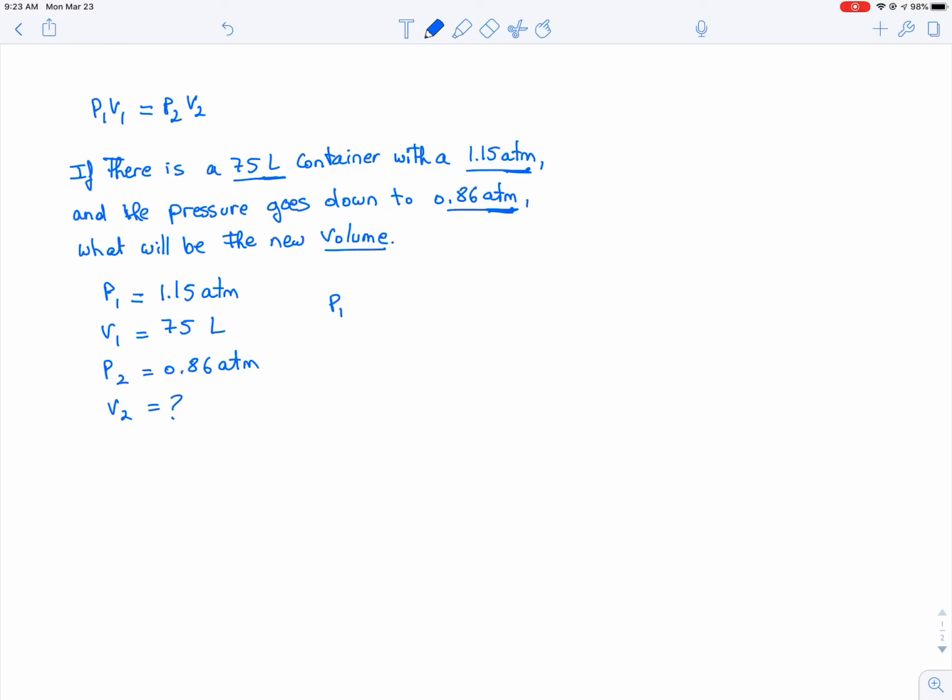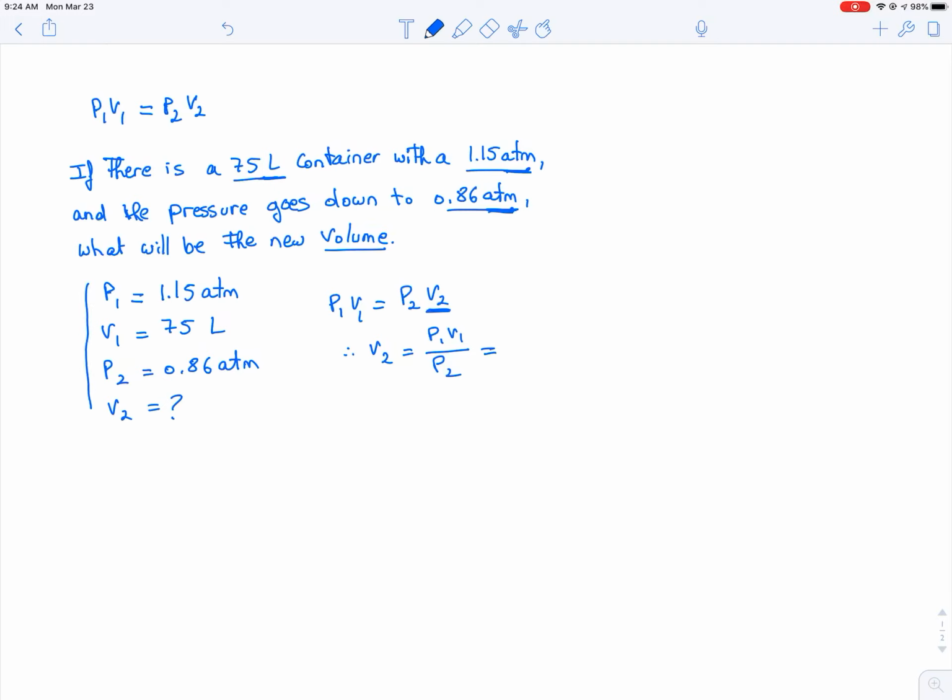So you write down the law, P1 V1 equals P2 V2. You isolate the variable you're looking for. We're looking for V2. That's our unknown, right? So you have to remember how to isolate variables. That means you want to isolate V2 and be alone on one side. So you need to get rid of the P2. What do you do? You divide both sides by P2. So you get V2 equals P1 V1 over P2.